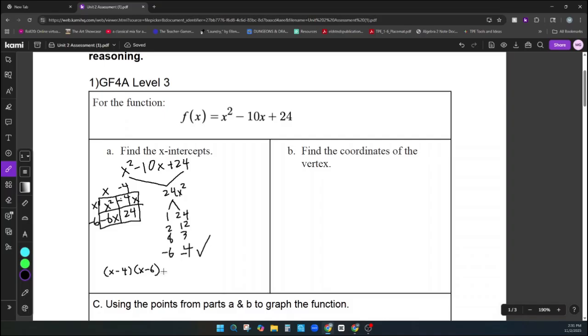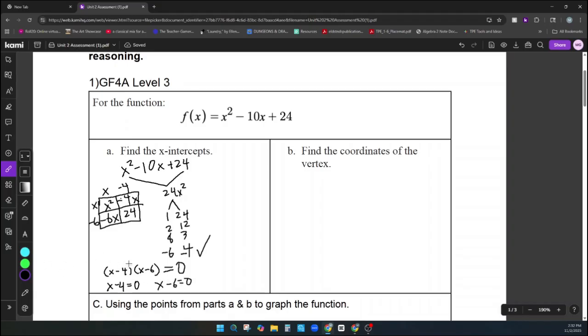From there, all I need to do is set my factored form equal to 0. Remember, x-intercepts are where the graph passes through my x-axis. So that means that when the graph passes through my x-axis and I get my x-intercepts, my y value is 0. So that's why I'm saying this equation equals 0, to evaluate this expression when y is equal to 0. And when I do that, I need to test. When does x minus 4 equal 0? And when does x minus 6 equal 0?